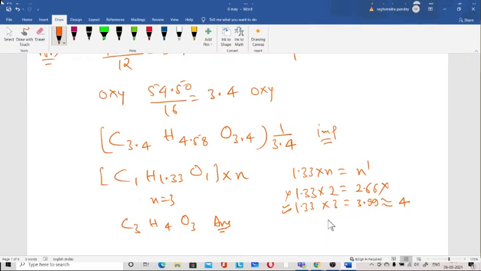This is how we find an empirical formula. Sir, in 10th, we used to take approximately 1.33 as something like 1 only.